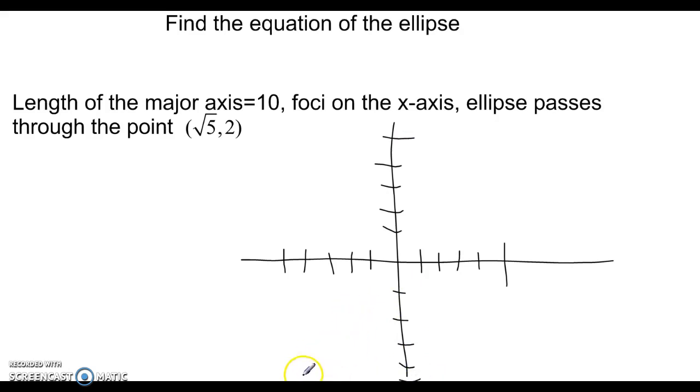Okay, so it looks like all of our ellipses are going to have a center at 0, 0. So I'm going to assume the center is 0, 0. The focus is on the x-axis. This is the length of the major axis. So those are vertex points right there.